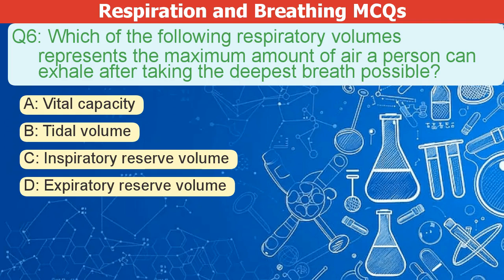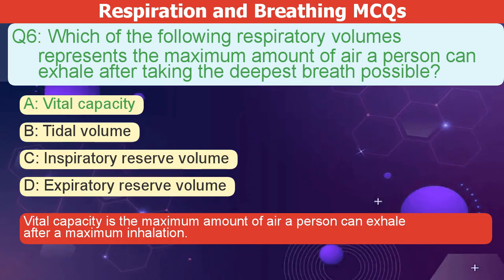Which of the following respiratory volumes represents the maximum amount of air a person can exhale after taking the deepest breath possible? A. Vital capacity. B. Tidal volume. C. Inspiratory reserve volume. D. Expiratory reserve volume. The correct answer is A. Vital capacity is the maximum amount of air a person can exhale after a maximum inhalation.